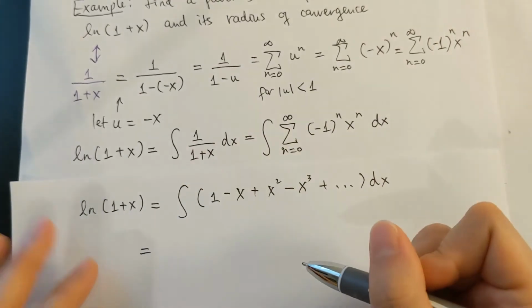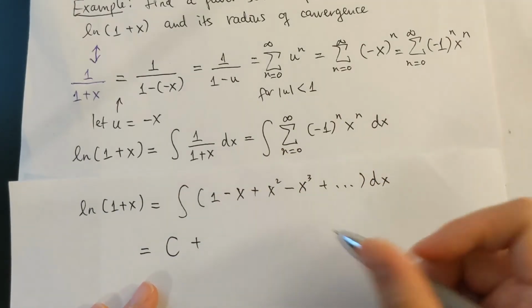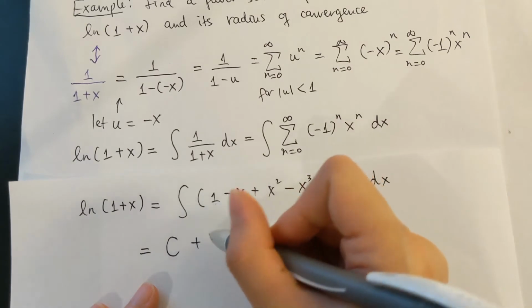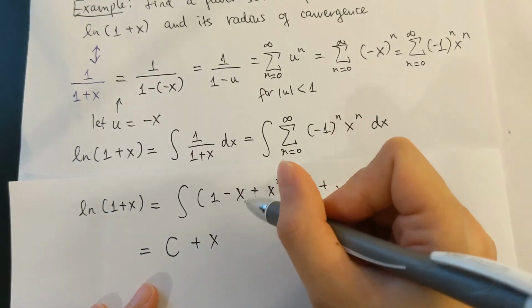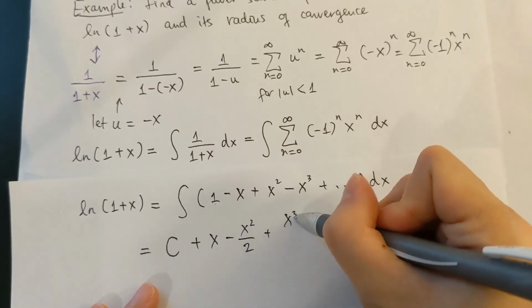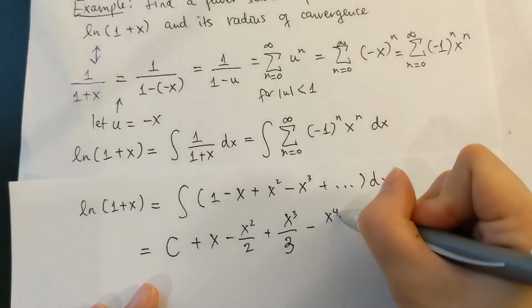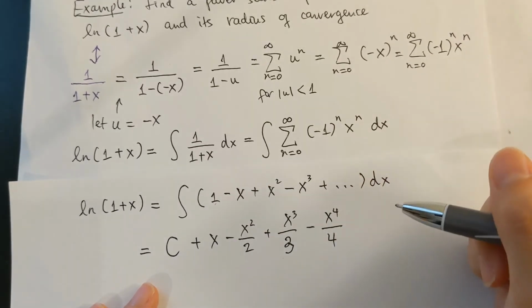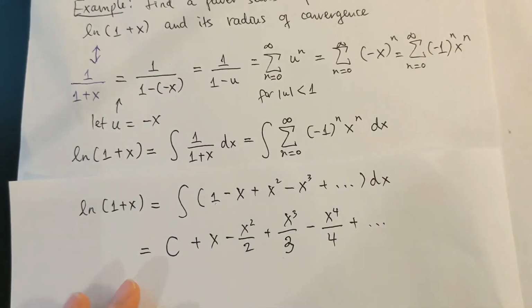So if you integrate this, of course you get a plus c, and the integral of this is x, the antiderivative of this is minus x squared over 2. This is positive x cubed over 3 minus x to the 4th over 4 plus dot dot dot.